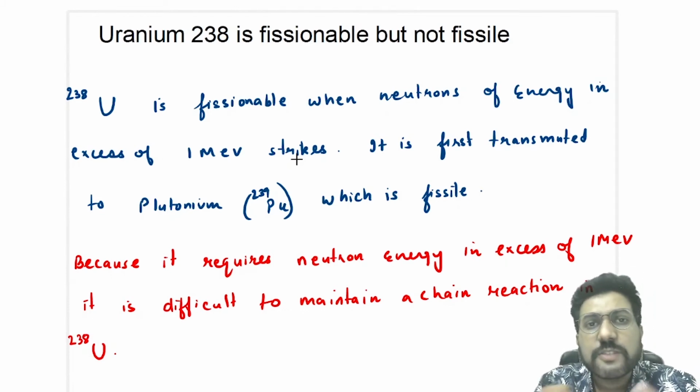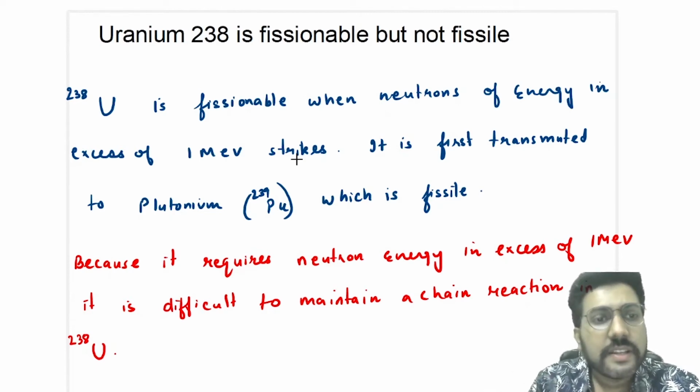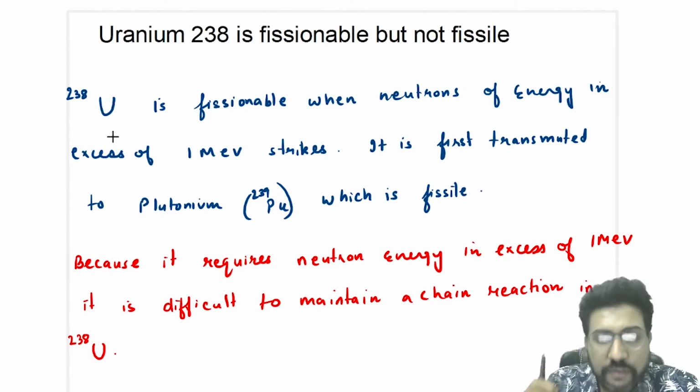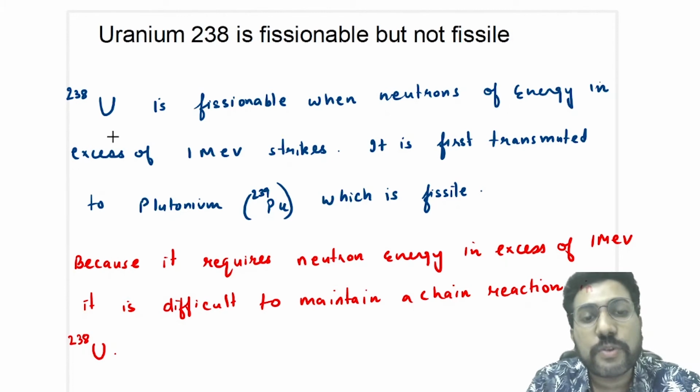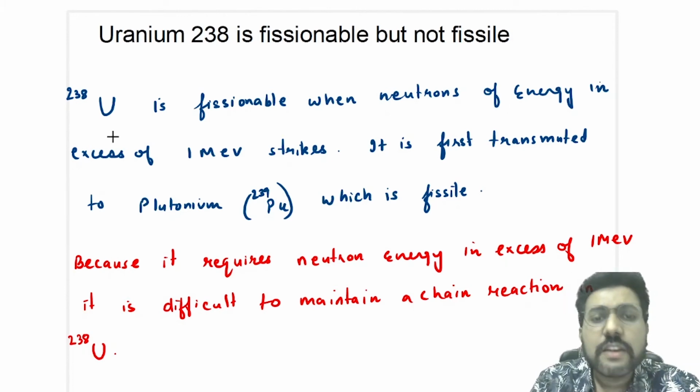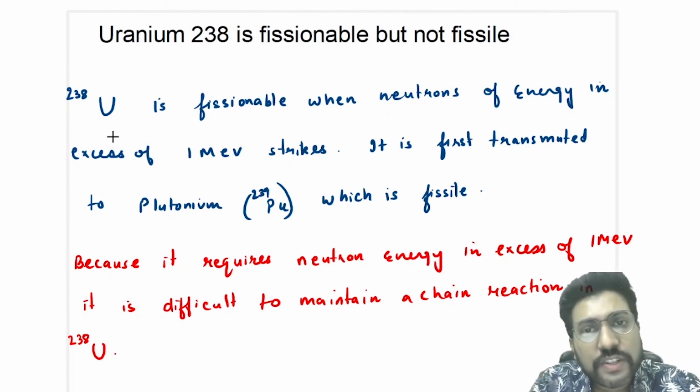Now what is transmuted? Transmuted means changing the element. So here the element has changed. From uranium it has converted to plutonium. So when a fast moving neutron strikes the uranium-238, it first converts to plutonium. And this plutonium is fissile. That means it can undergo fission also and it is fissile also.